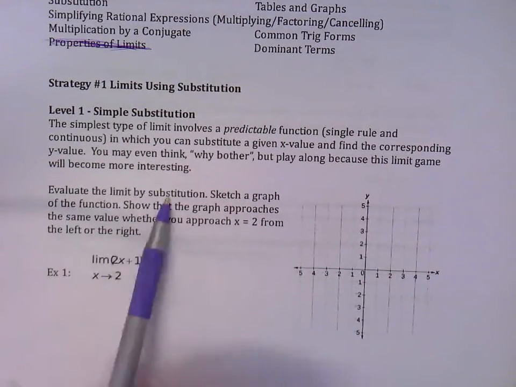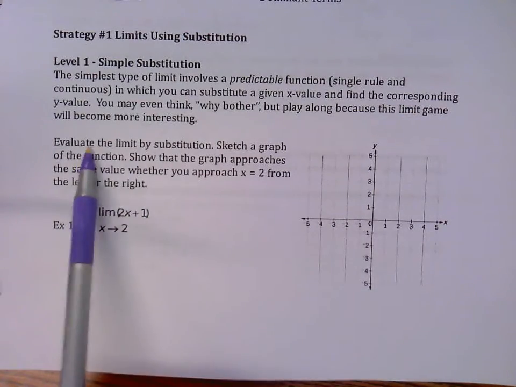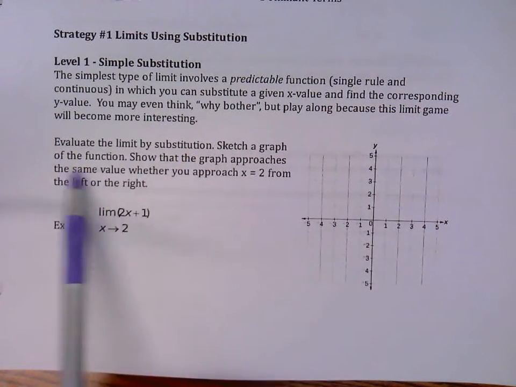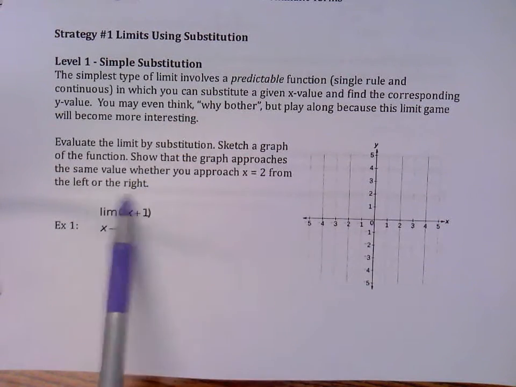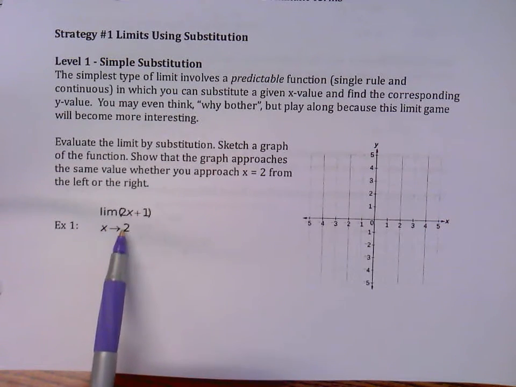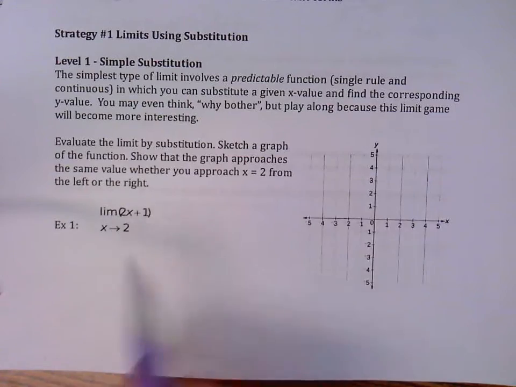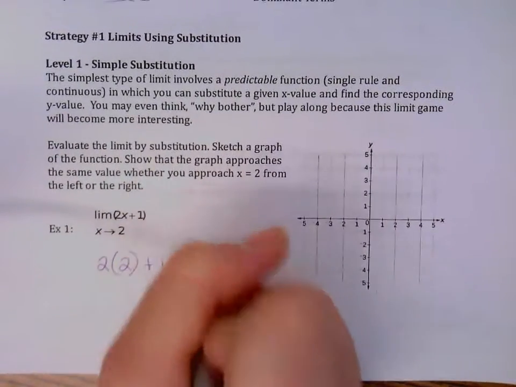So this is just introducing you to limit notation. It says evaluate the limit by substitution, sketch a graph, show that the graph approaches the same value from the left and the right. So what is the limit as x approaches 2 for this function? 2x plus 1. When I plug in 2, what do I get? 2 times 2 plus 1 is how much?